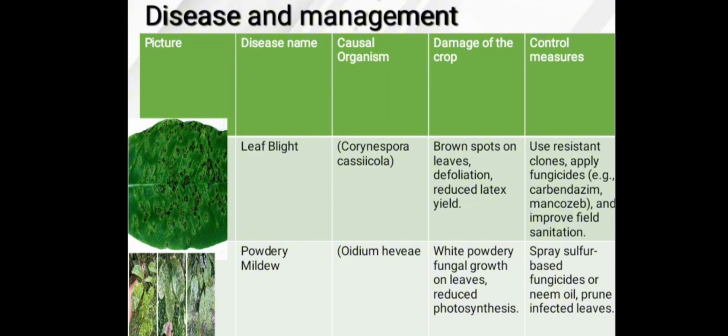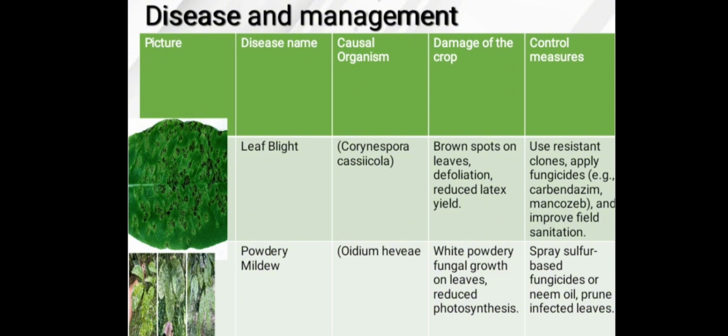Disease management of rubber. Disease name: leaf blight. Causal organism: Corynespora cassiicola. Damage to the rubber: brown spots on leaves, defoliation, reduced latex yield. Control measures: use resistant clones, apply fungicides, for example carbendazim and mancozeb, and improve field sanitation.